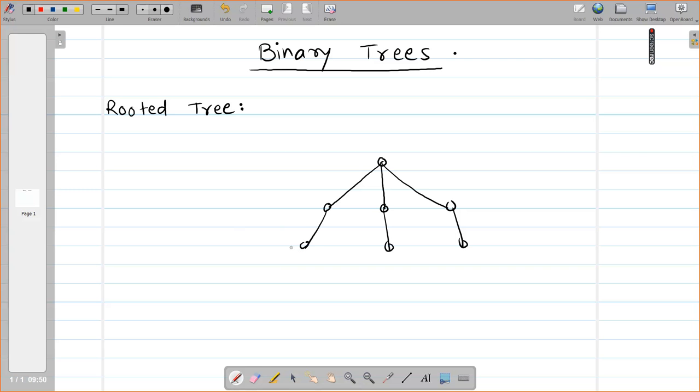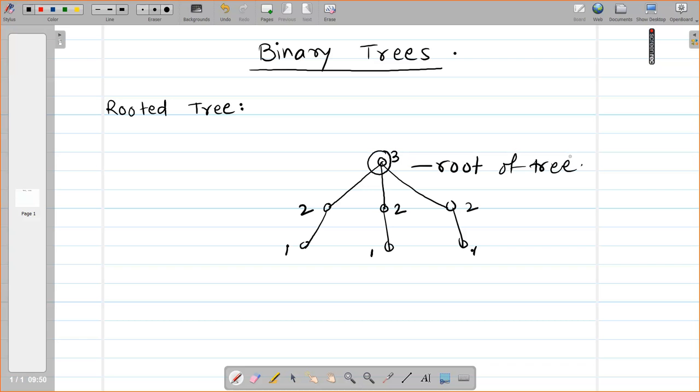What is the degree of these three vertices at the end? If you see, the degrees are 1. Here the degrees are 2. And here the degree of this vertex is 3. So there is one vertex whose degree is different, the vertex is distinguishable. That type of tree is called a rooted tree, and this vertex of degree 3 is called the root of the tree.